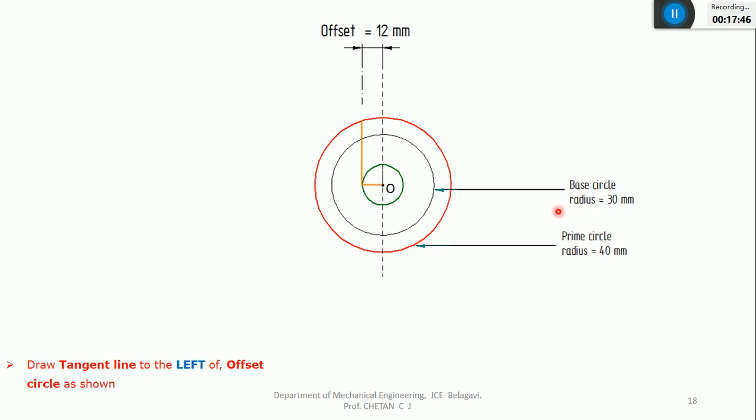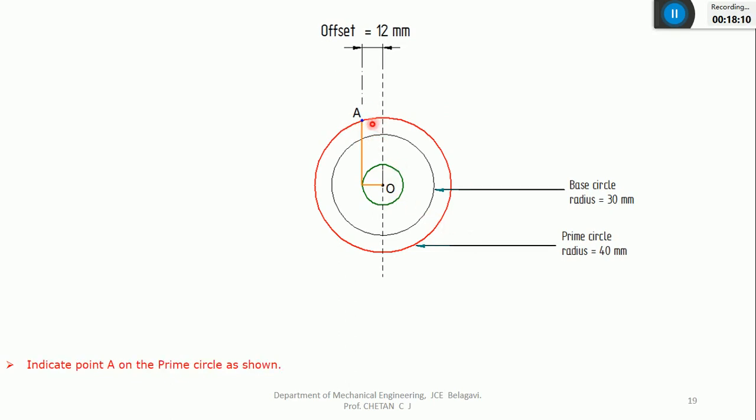Just ignore this base circle. Always in the roller type of follower, the reference circle will be prime circle. So this follower axis will intersect the prime circle, this red color one, at this point, and I'll indicate that point as A, similar to the previous problem. And I'll join both the points.